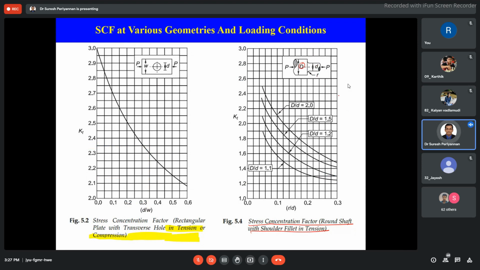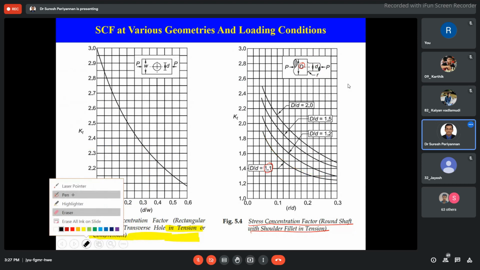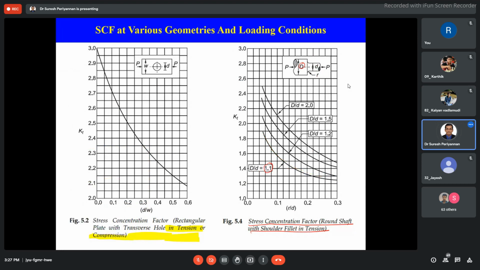Then they have given the D by d ratio here. For example, your shaft's bigger diameter is capital D and the smaller diameter is small d, and the ratio is 1.1. You should follow this curve, based on your r by d ratio, to find out your stress concentration factor. For the r by d ratio, I am considering 0.2 here. Then what is my stress concentration factor? 1.3.